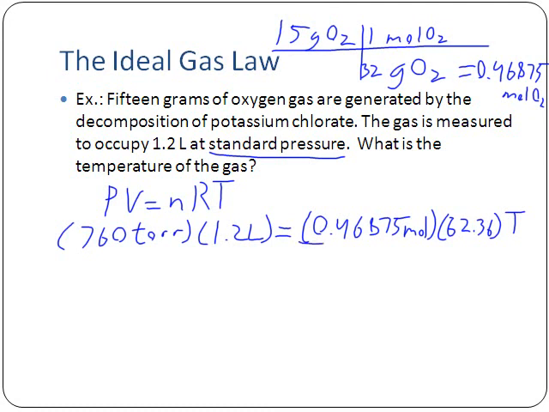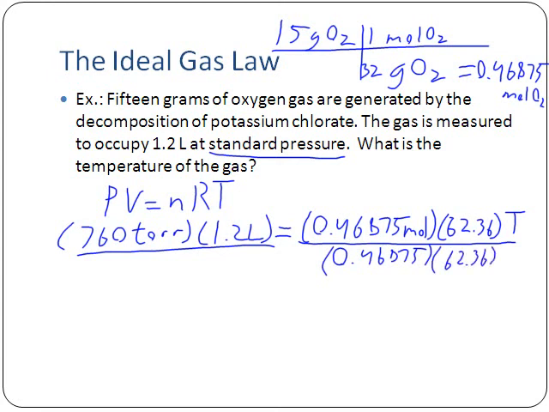Similar to before, to solve for the temperature here, we're just going to have to divide by the 2 guys that are next to the temperature. So divide by 0.46875 and divide by 62.36. And we're going to say the same thing over here because I don't feel like writing it again. And so it cancels on this side, and we should be just left with the temperature.